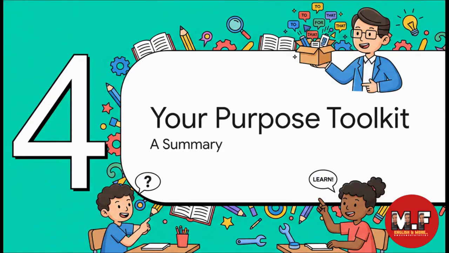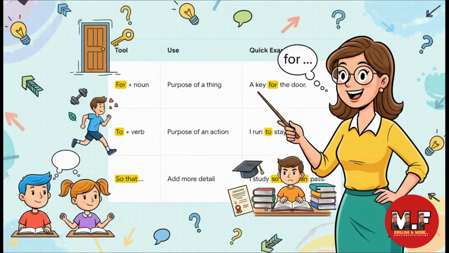Okay, and there you have it. We've officially unpacked all 3 tools in our purpose toolkit. Let's do a super quick final review just to make sure all of this really sticks. Think of this as your final cheat sheet, your go-to guide. Use for when you're talking about the purpose of a thing, use to for the purpose of an action, and use so that when you want to add more detail about the result. It really is as simple as that.